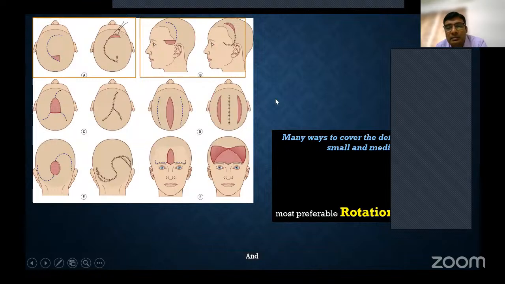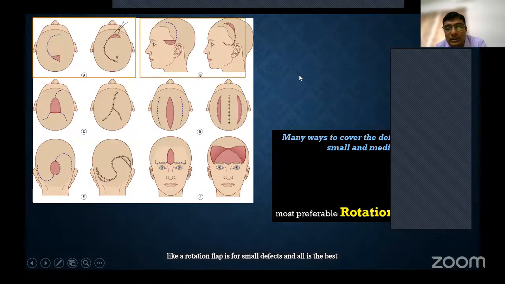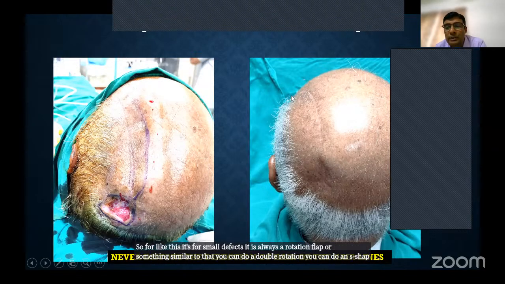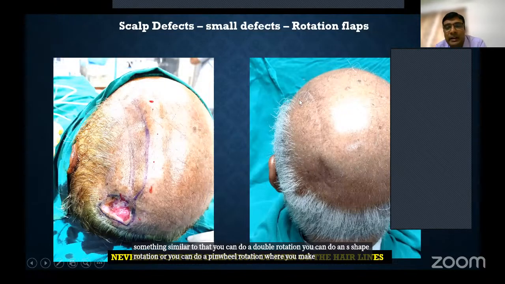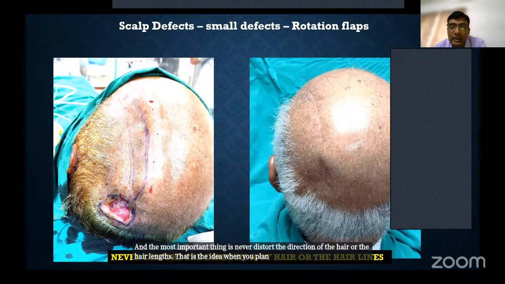Of course, there are many ways to skin the cat, so not one is ideal. According to me, the most preferable is a rotation flap, especially in patients who have hair. In somebody who is bald, it doesn't matter much. But in somebody who has hair, something simple like a rotation flap for small defects is the best, which gives you a result without any distortion. You can do a double rotation, an S-shaped rotation, or a pinwheel rotation, where you make multiple incisions, but as few as possible to get a good result. The most important thing is never to distort the direction of the hair or the hairlines. You should always have that in your mind when you plan.